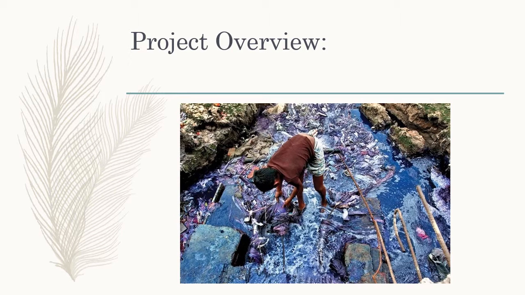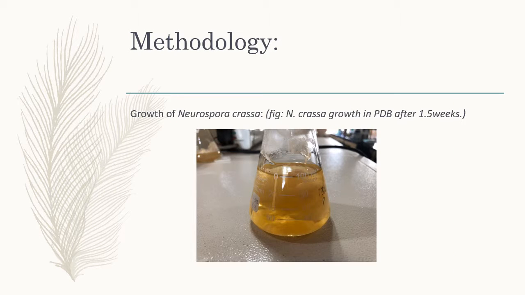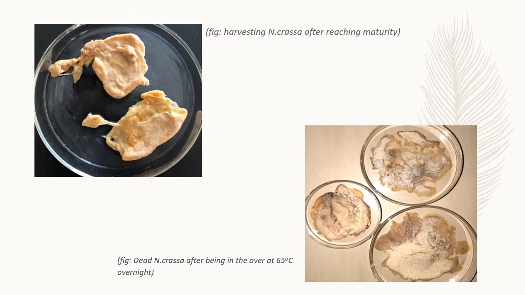of the environment. For this experiment, we grew the fungal strains of Neurospora crassa in potato dextrose broth. And after the fungal strain had reached its maturity stage as shown in the figure, we kept it in the oven at 65 degrees Celsius overnight to kill it, which is then scraped off and turned into powder form. This powder form is then considered as biomass dosage for the experiments.